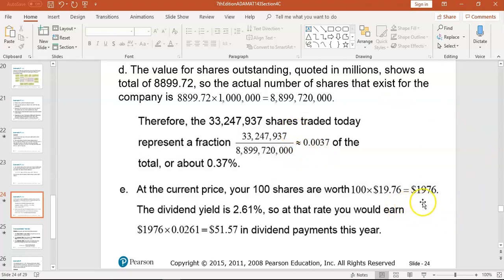At 100 shares, at $19.76, that would be worth almost $2,000. If the dividend yield is 2.61%, you would make about $51-ish in dividend payments for the year. A lot of people don't make dividends. Much like simple interest and compound interest, the way you live off the dividends is that you had a lot of money already invested.